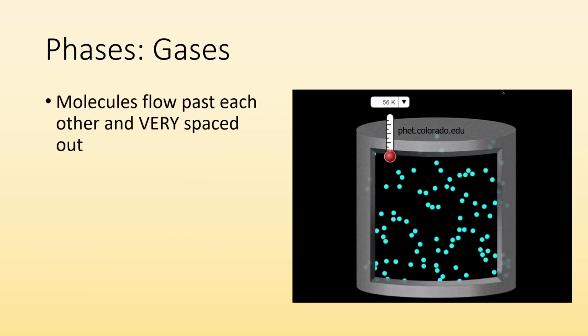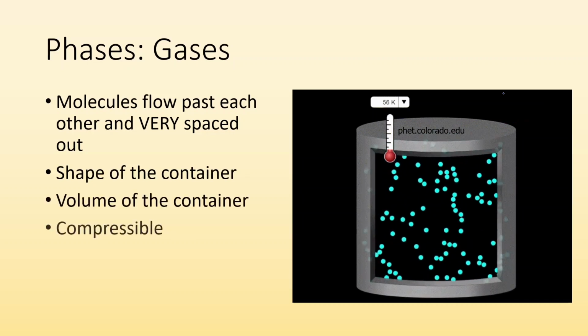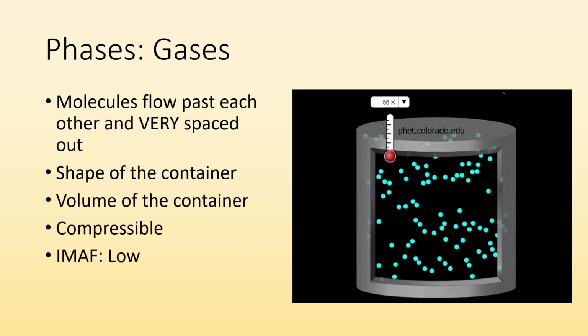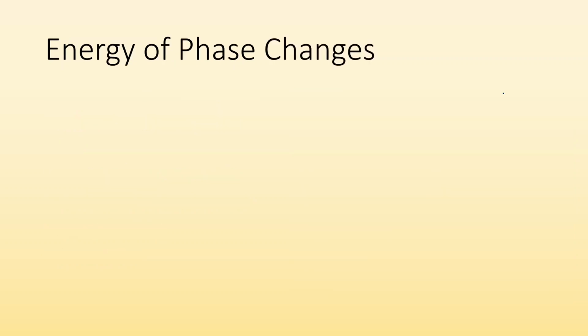Molecules can flow past each other, and they're very spaced out. So they take the shape of their container, they take the volume of the container, they're compressible, and the attractive forces between those gas molecules is really low. So, energy and phase changes.